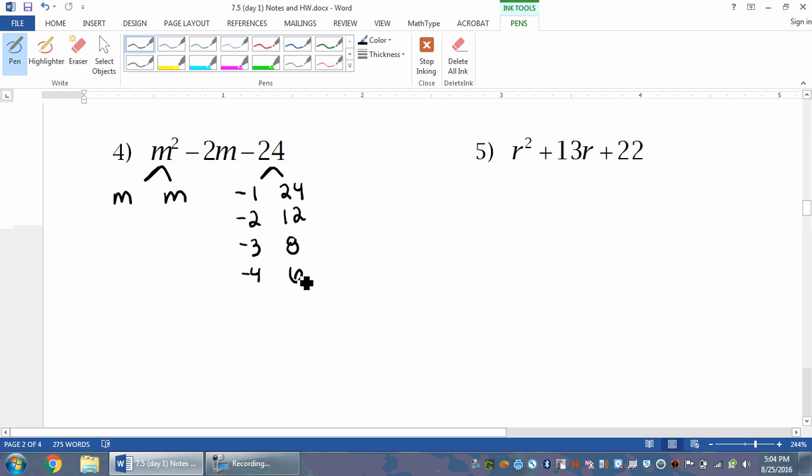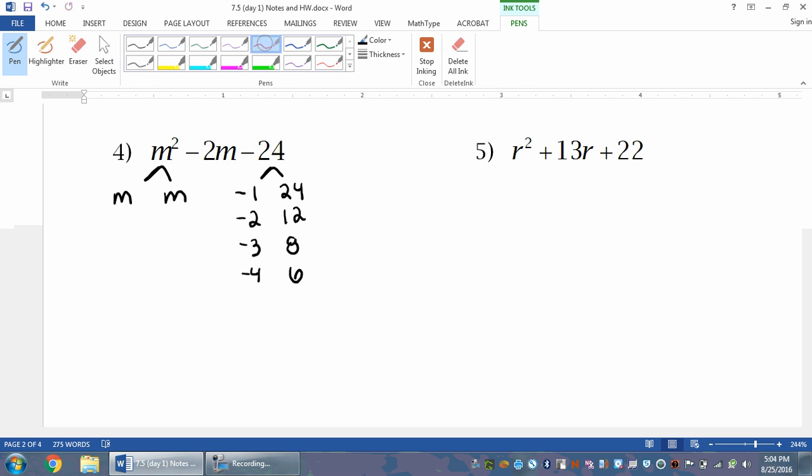Again, I'm getting these numbers by just checking with my calculator. Negative 24 divided by 1. Then I divide by 2. Then I divide by 3. Then I divide by 4. And then I realize I can't divide by anything else.